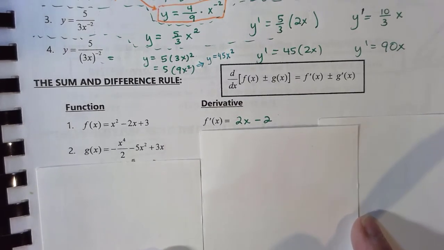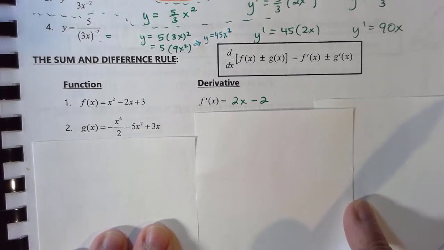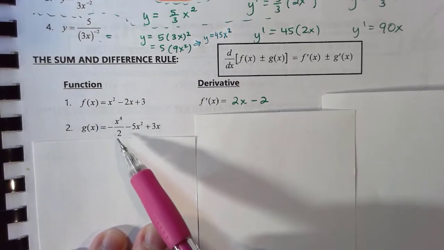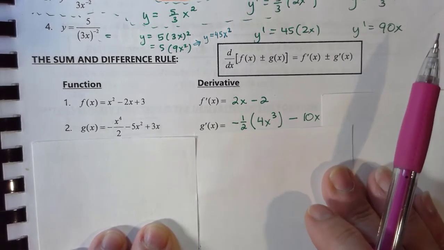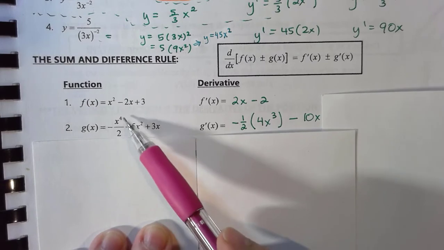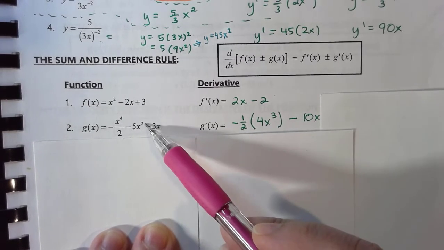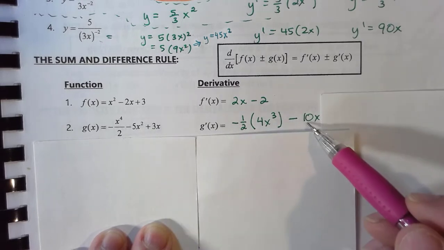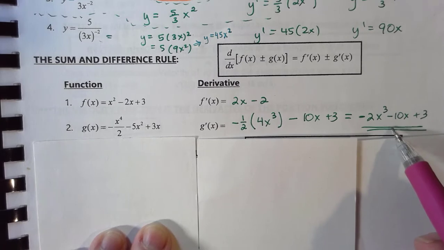Let's look at number 2. Example 2. Just have to think carefully. That is really a negative 1/2 times x to the 4th. The derivative of x to the 4th is 4x cubed. The 2 comes down to the 5, makes it negative 10x to the 1st plus 3, and you can simplify that a little bit.